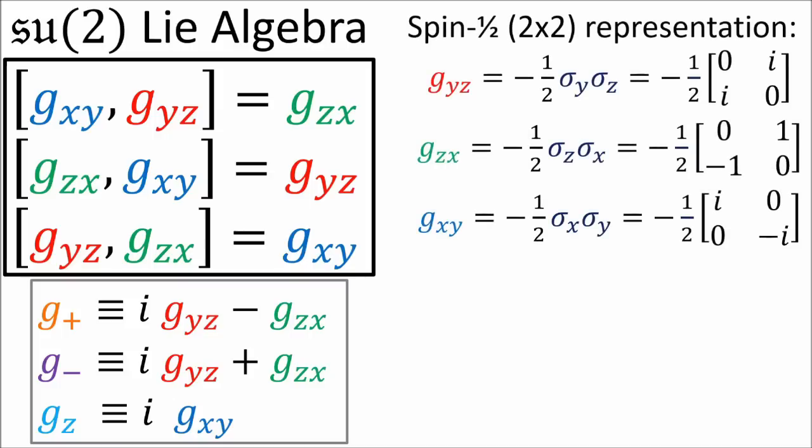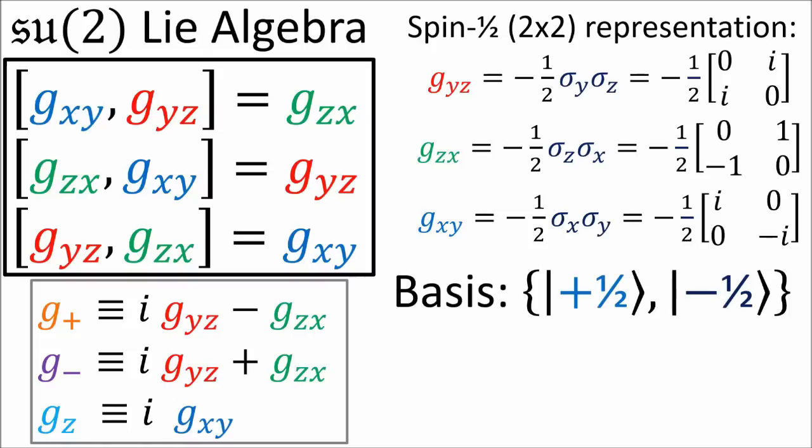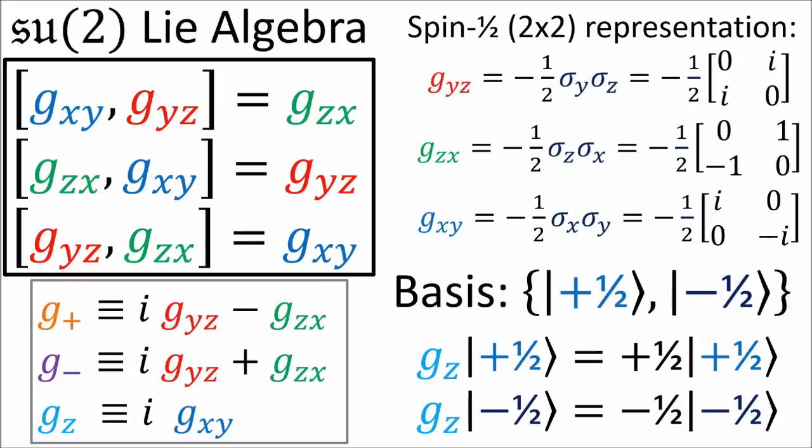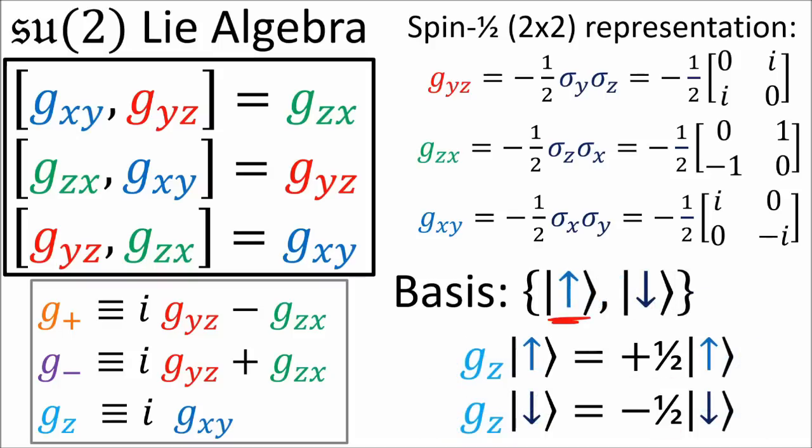For the spin 1/2 representation of SU2, the generators are given by 2x2 matrices. These generators act on a two-dimensional vector space with two basis elements. It's common to label these basis elements as +1/2 and -1/2, which are their eigenvalues under the Jz operator. However, for simplicity, I'm going to label them with an up arrow and a down arrow, respectively, because they denote the spin up and spin down states of a particle.